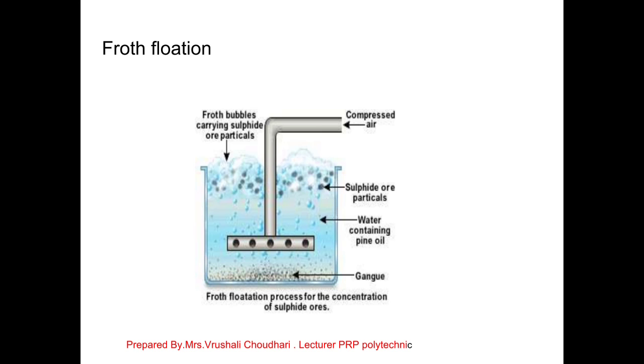The first process for the extraction is concentration. What is concentration? The process of removing impurity from the ore is called concentration. Concentration is carried out in two ways. Physical concentration is based on the physical property of impurities, that is called Froth flotation. For copper sulfide ores, we are using the Froth flotation process for the removal of impurities.